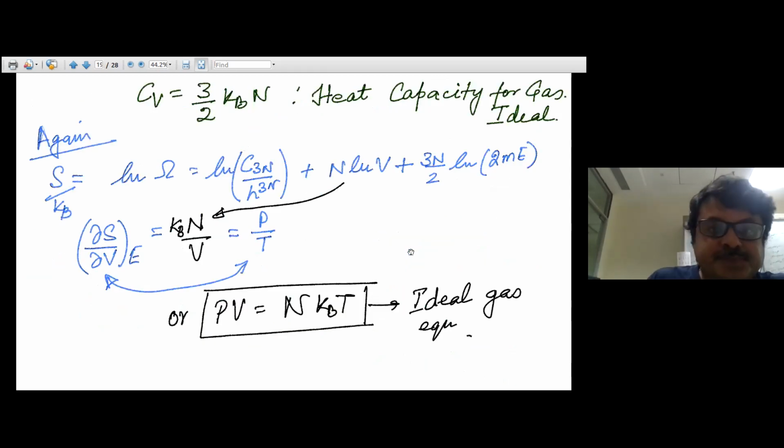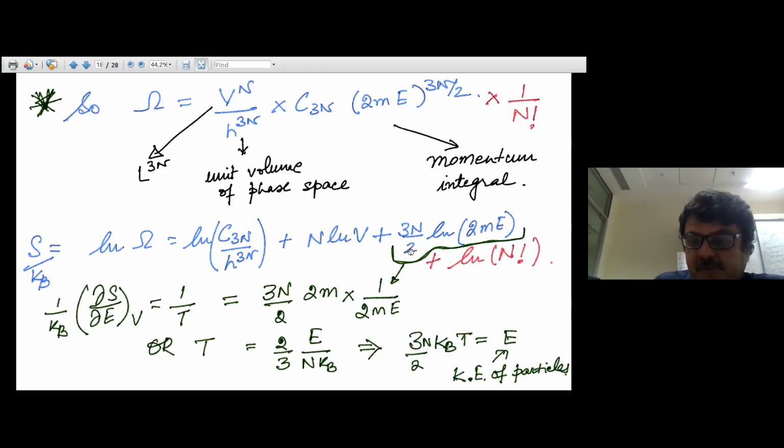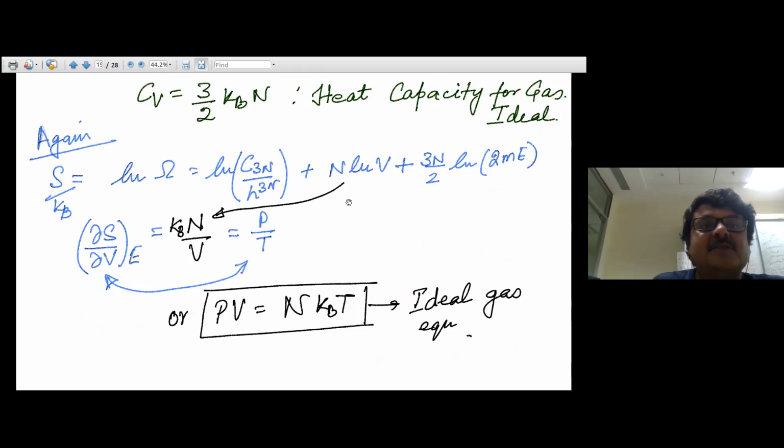One step more. If you know this E, then you can take del E/del T, and that is 3/2 kB N, and that's the heat capacity for an ideal gas, a monoatomic ideal gas.